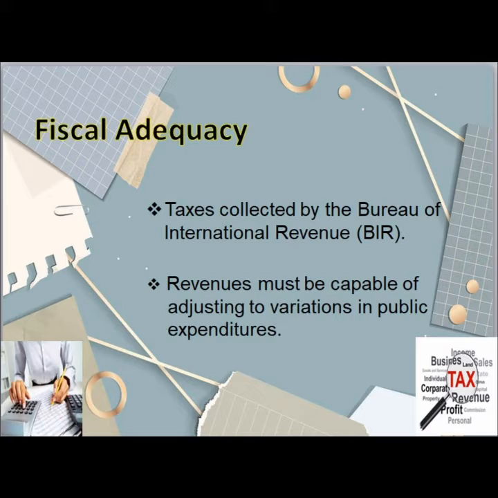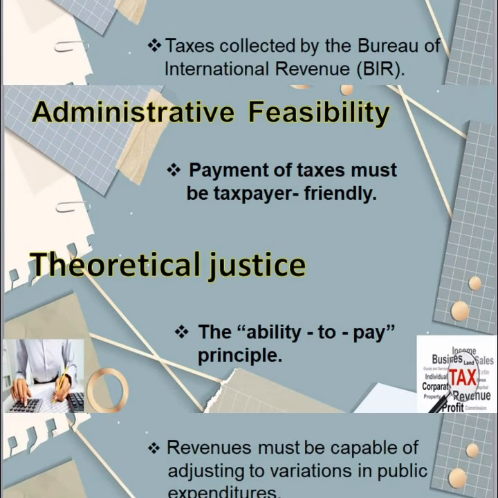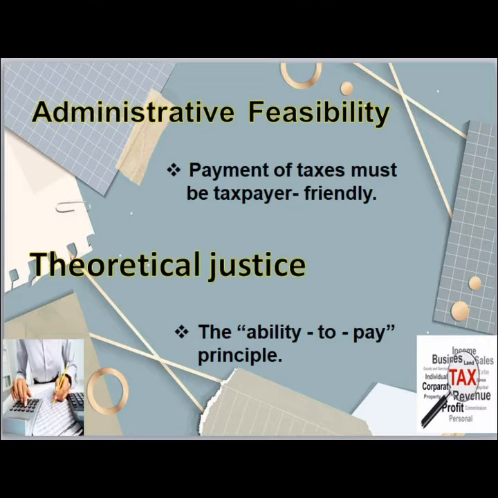The taxes collected by the Bureau of Internal Revenue, which is the BIR, which is also the source of revenues, must be sufficient to meet the government expenditures and other public needs. That our revenues must be capable of adjusting to the variations in public expenditures.